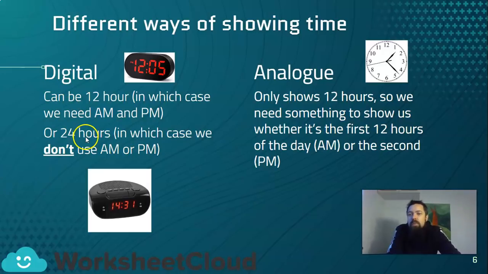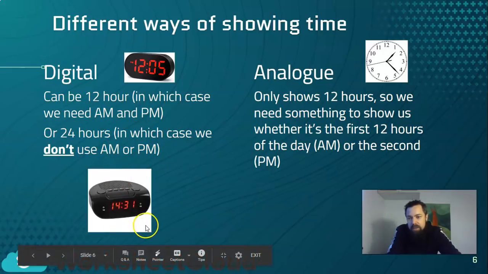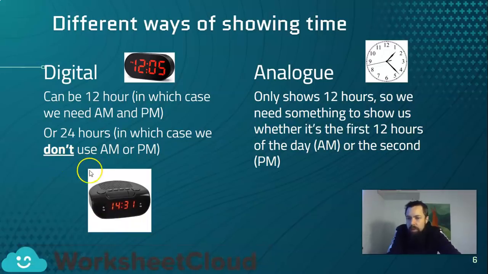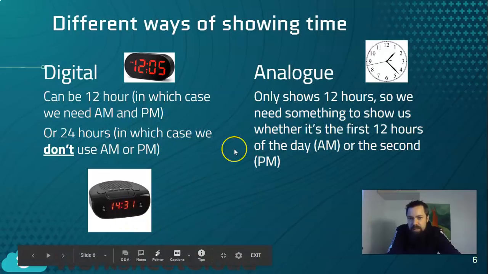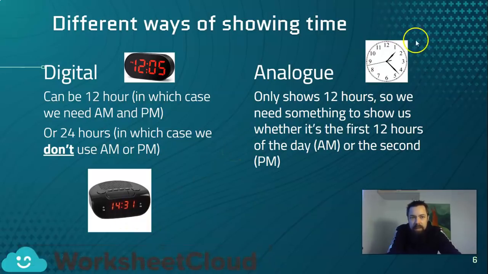Okay, so when we have 24 hours, we don't use AM and PM because there is no before the middle or after the middle. There is just only counting all the way through. We're not going to focus too much on 24-hour time today. Today is just about reading this time and making it into this kind of time.